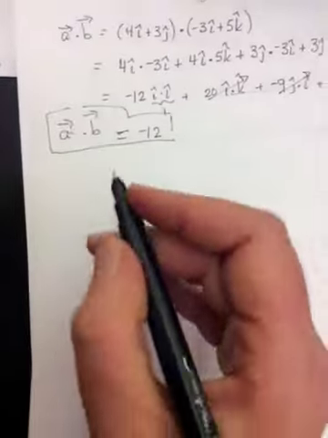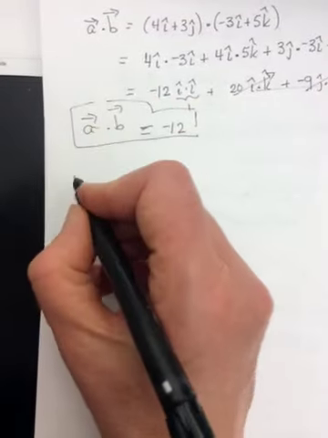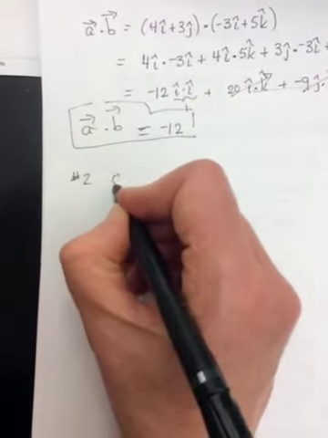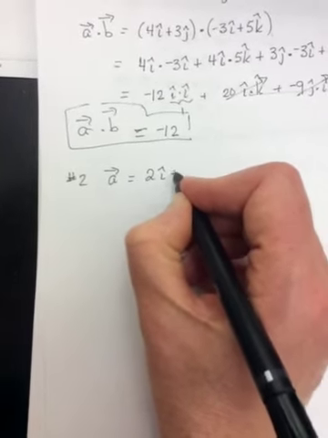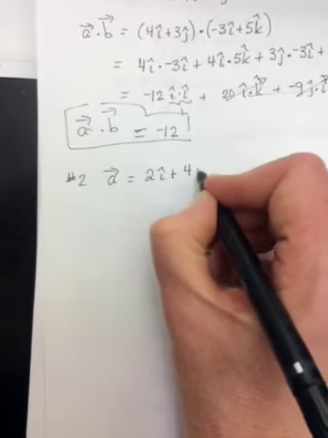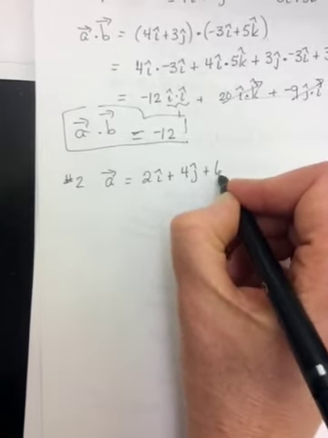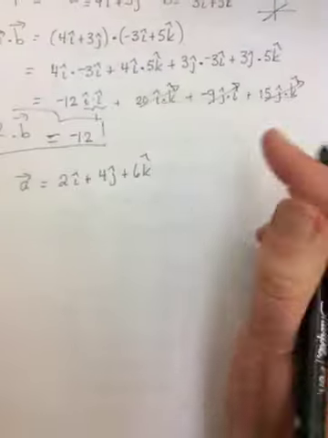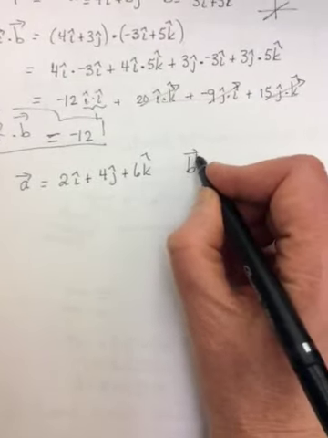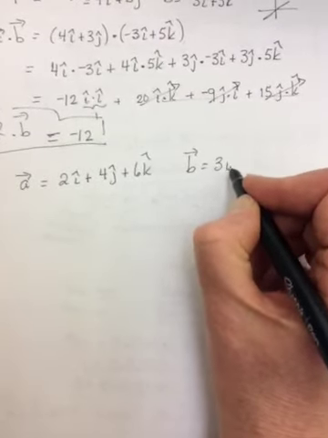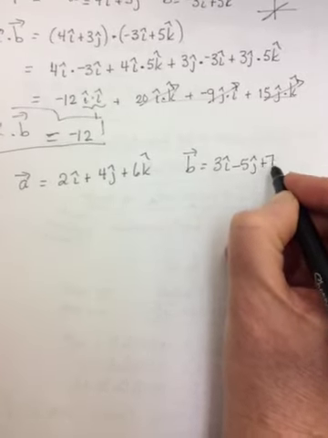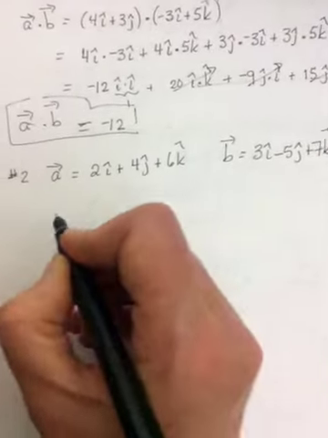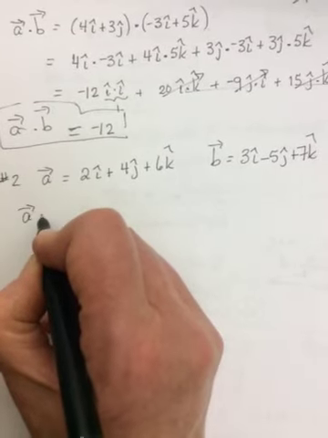Okay, let me do another one and see if that will help you. So number 2 example. Let's make A equal to 2i plus 4j plus 6k, and we'll make B equal 3i minus 5j plus 7k. And so we're going to do, again, A dot B.